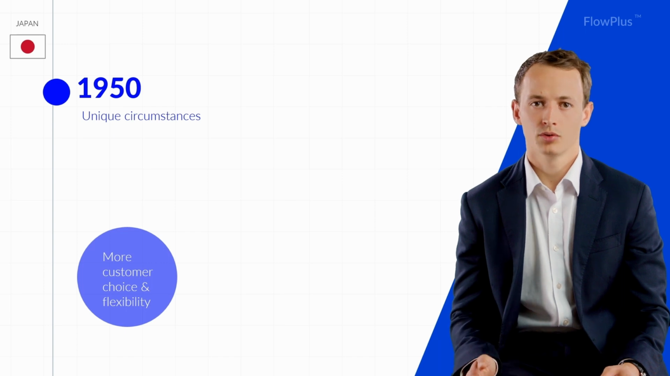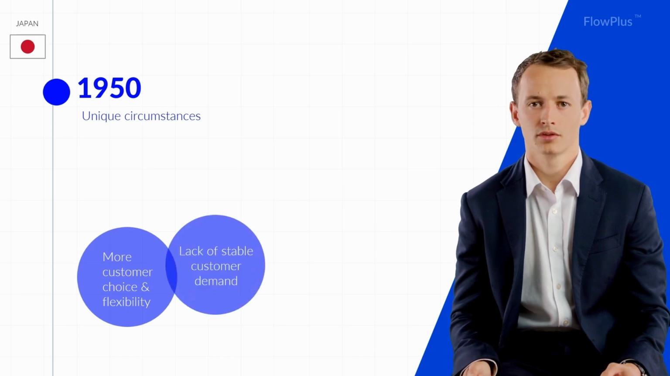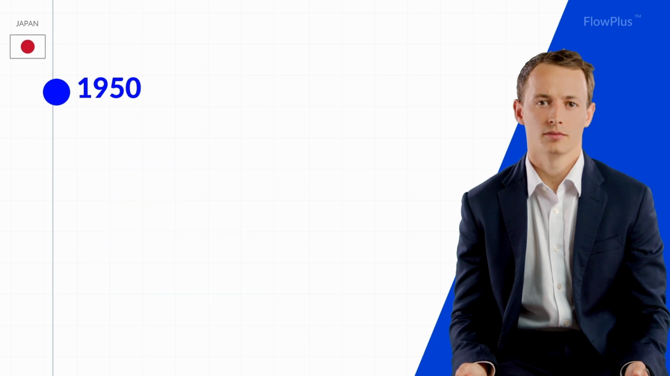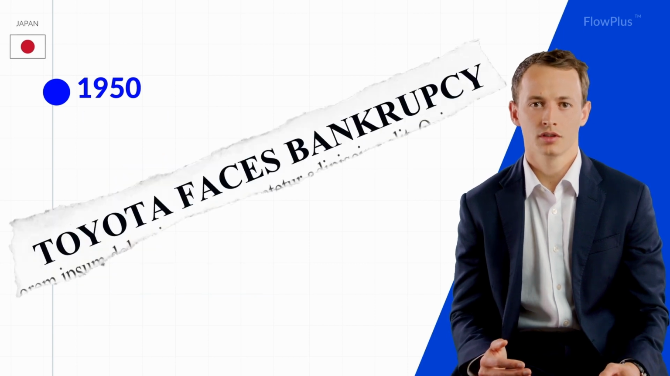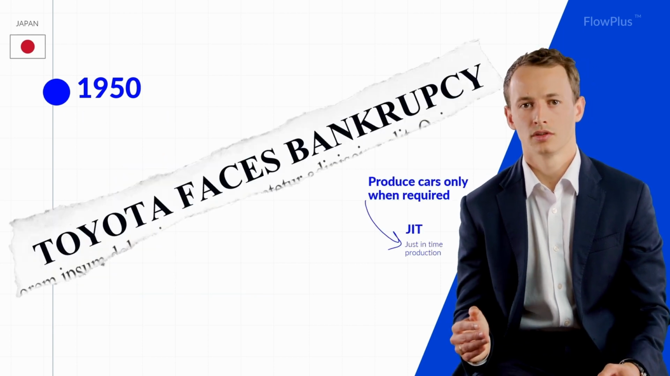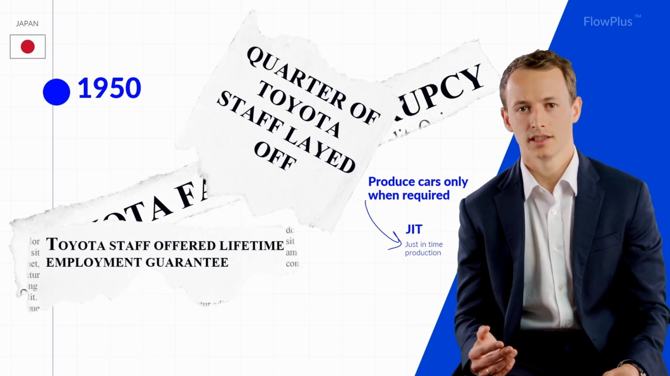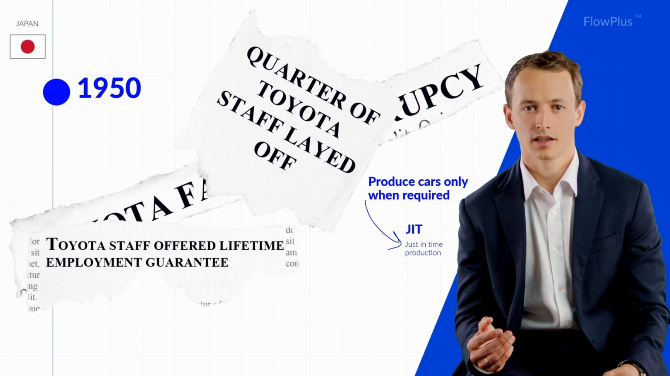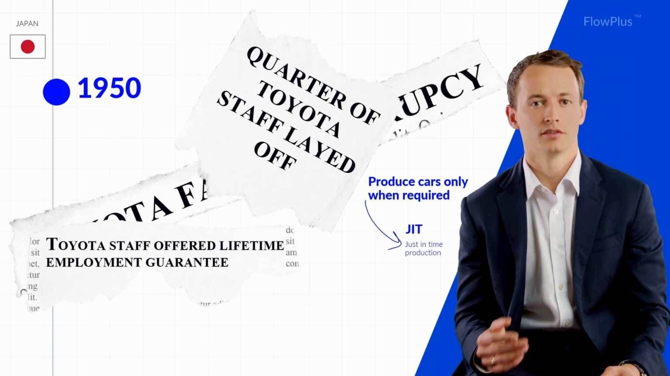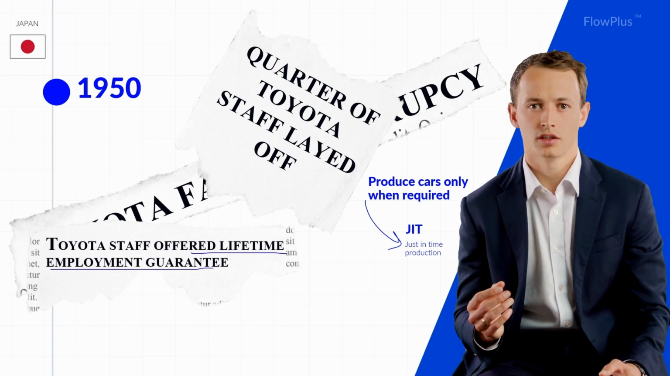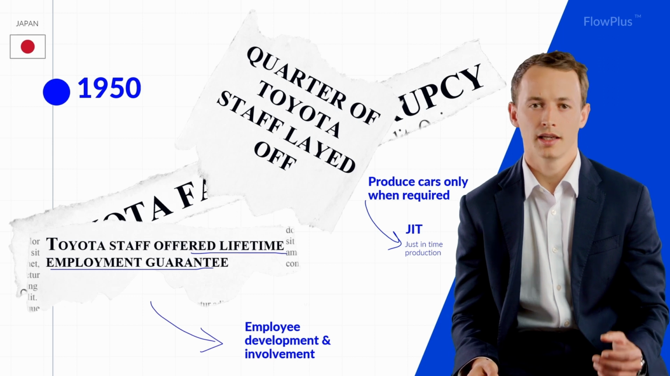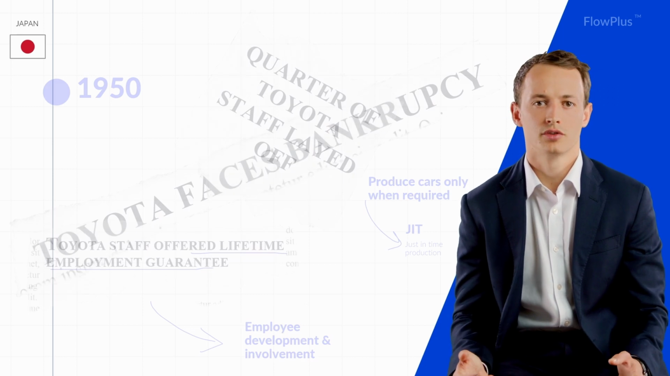With a lack of stable demand and no access to capital, Toyota was facing bankruptcy, and they needed to produce them only when they'd been ordered. They promised all workers a lifetime employment guarantee and a gradual increase in salary based on their time served at Toyota. Focus was turned on developing their people, involving team members in improvements.